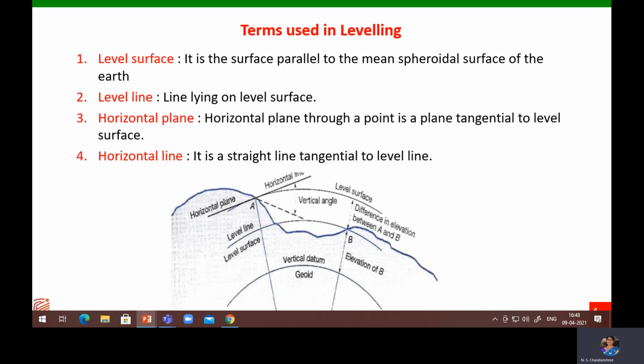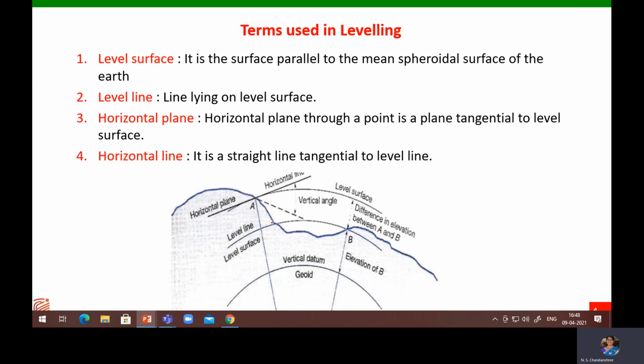So these are the two objectives of leveling. Next, let us go through the terms used in leveling. First is level surface. It is the surface parallel to the mean spheroidal surface of the earth. The surface of the earth is represented here in the blue line, and we know that the surface of the earth is not flat. So the mean spheroidal surface is considered, and the level surface is parallel to that mean spheroidal surface.